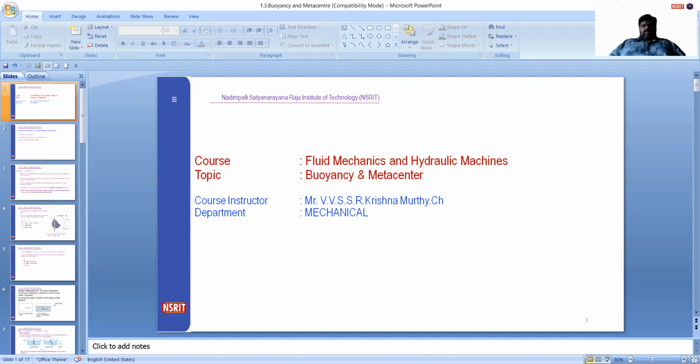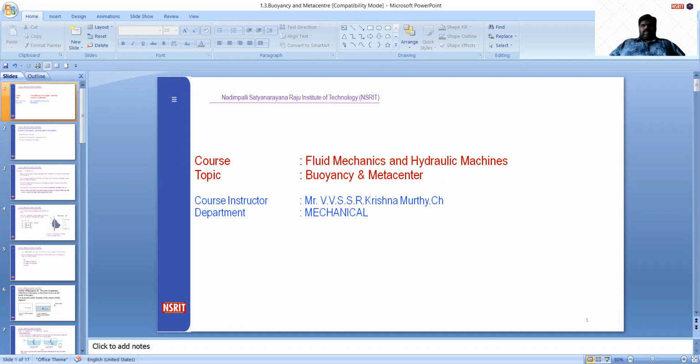This upward force principle was given by Archimedes, and he states that whenever a body is immersed in a fluid, either wholly or partially, it is buoyant or lifted up by a force which is equal to the weight of the fluid displaced by the body.